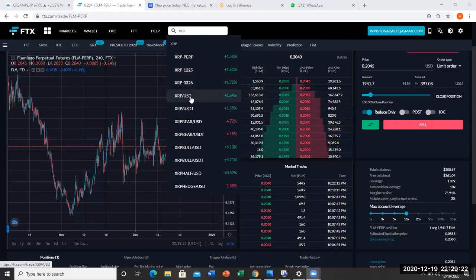XRP/USD. Anything slash USD or slash USDT is not a futures pair. It is a spot pair. Now, I'm going to come back to this. When you see XRP bear or any pair bear or bull or half or hedge, these pairs, this bull and bear, means leverage tokens. That takes us to what is the difference between leverage tokens and futures pairs or futures tokens.